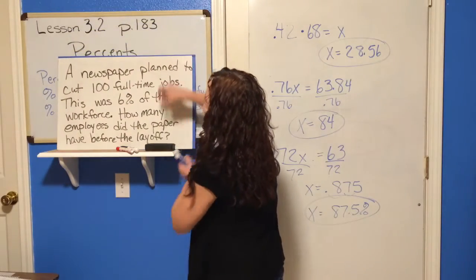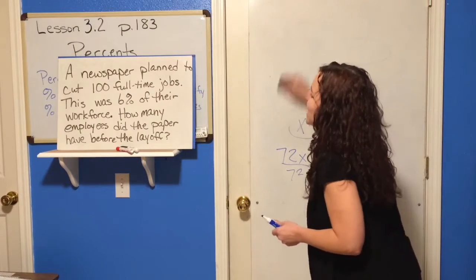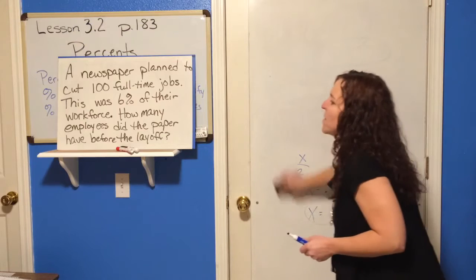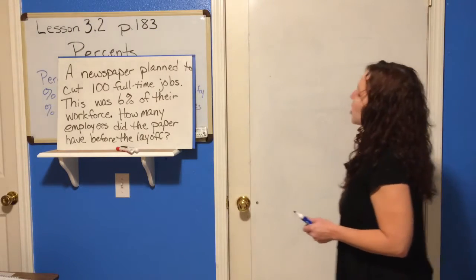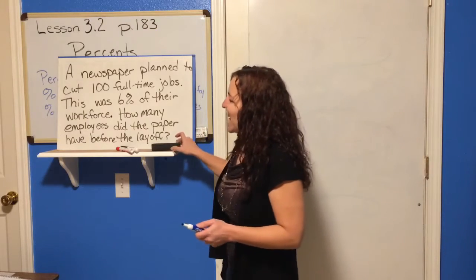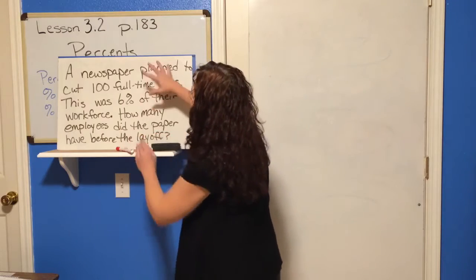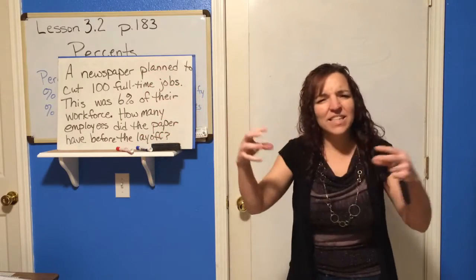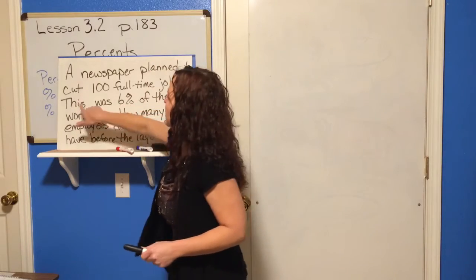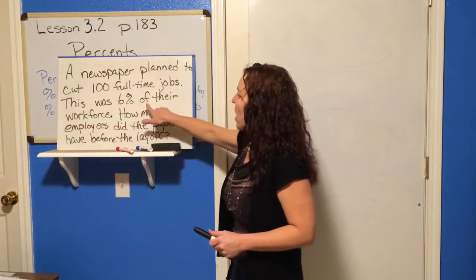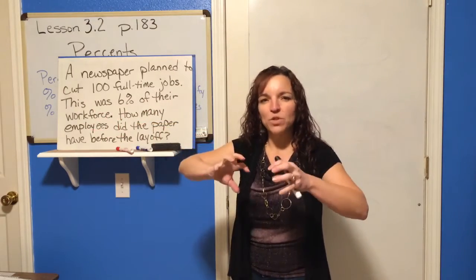So a newspaper planned to cut 100 full-time jobs. This 100 people was 6% of their workforce. How many employees did the newspaper have before the layoff? All right, so it's the same thing we just did. What we're going to do is we're going to translate. You got to find, okay, which sentence is the equation? So we've got the 6%. This was 6% of the workforce.